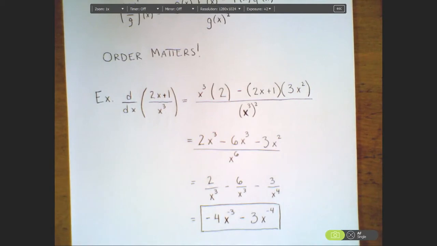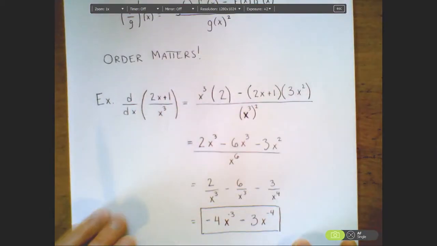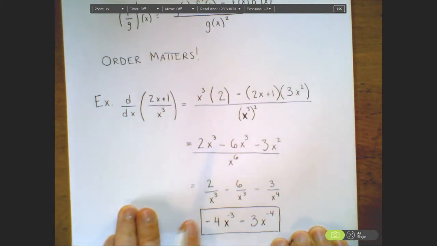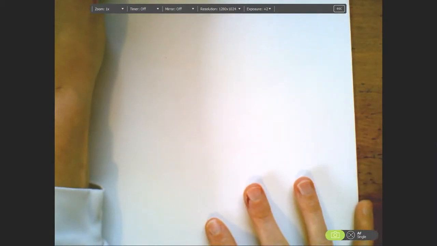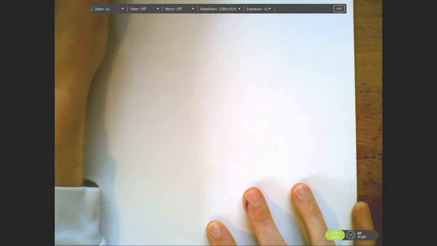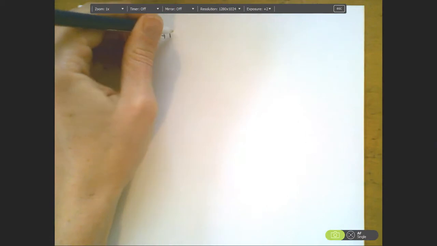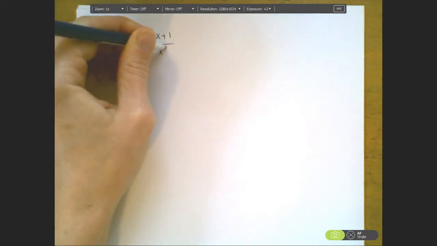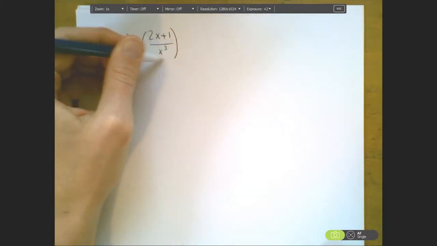Now, I'm going to look at this example one more time with the same functions, only this time instead of using quotient rule, I'm going to use product rule to compute it. So let's take a look at this same problem. Recall that I'm trying to find the derivative of 2x plus 1 divided by x cubed. Well, how can I use product rule in this case? I'm going to rewrite the denominator.